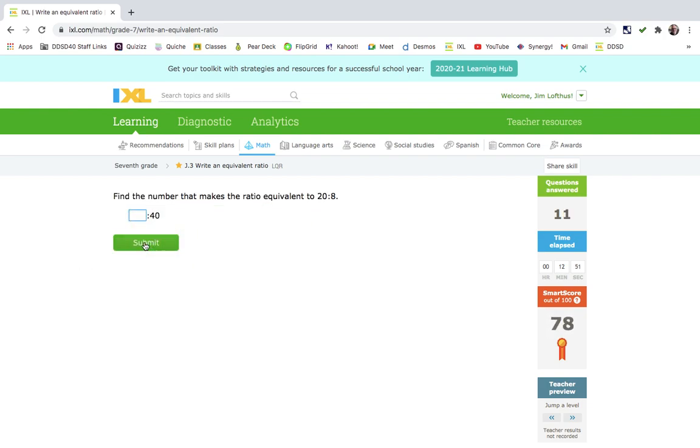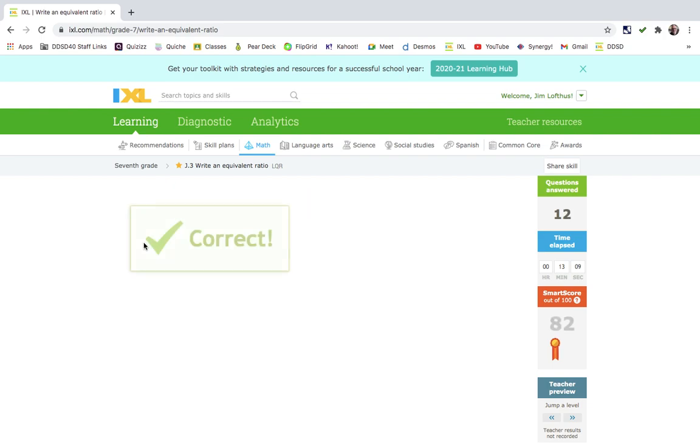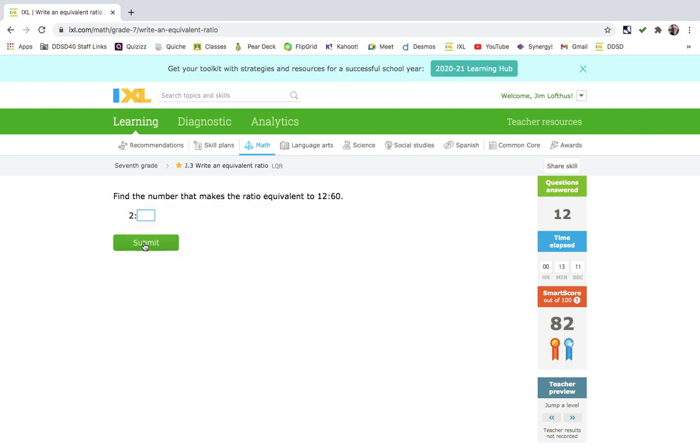Well, we've done 11 problems. Let's see if we can just look at this one. 8 times 5 is 40. So 5 times 20 is 100. So this should be 100. Let's just try that. 2 times 6 is 12. What times 6 is 60? Should be 10.